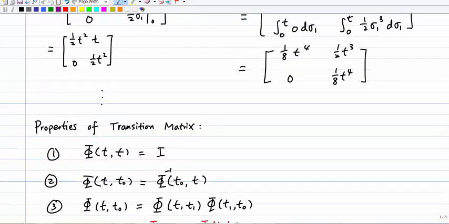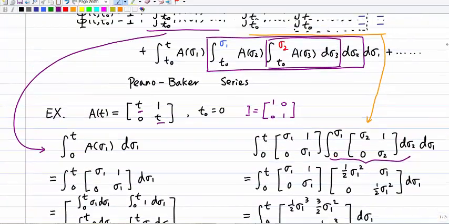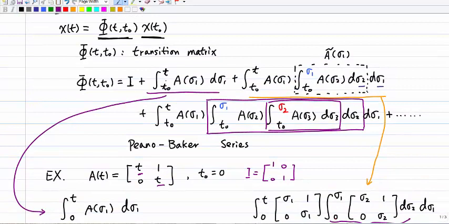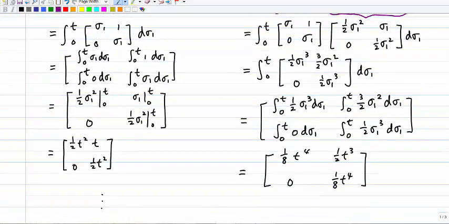The first property of the transition matrix is that phi of t to t is identity. You basically transition from yourself to yourself. You can see this if I do the integration from t to t, because the integration is all zero. For all the terms that are zero, you only have the identity. That's pretty straightforward.